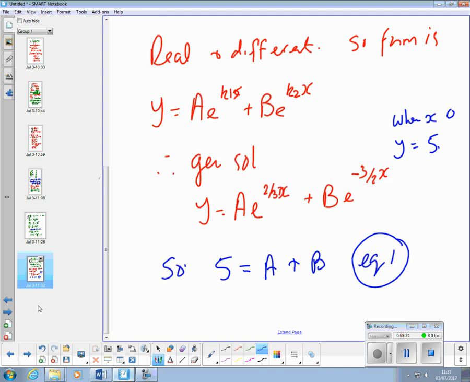Look, the question says boundary conditions when x is equal to 0, y is equal to 5. So we can write in y is equal to 5. If x is equal to 0, that is 2/3 of 0, which is 0. So e to the 0 is 1. So we can say 5 is equal to a plus b. That's the first of two simultaneous equations. All right, boys?